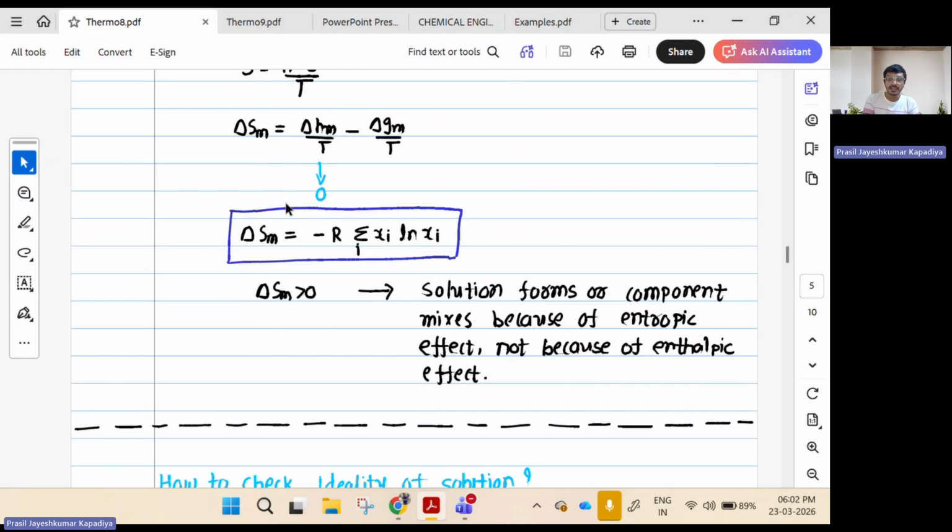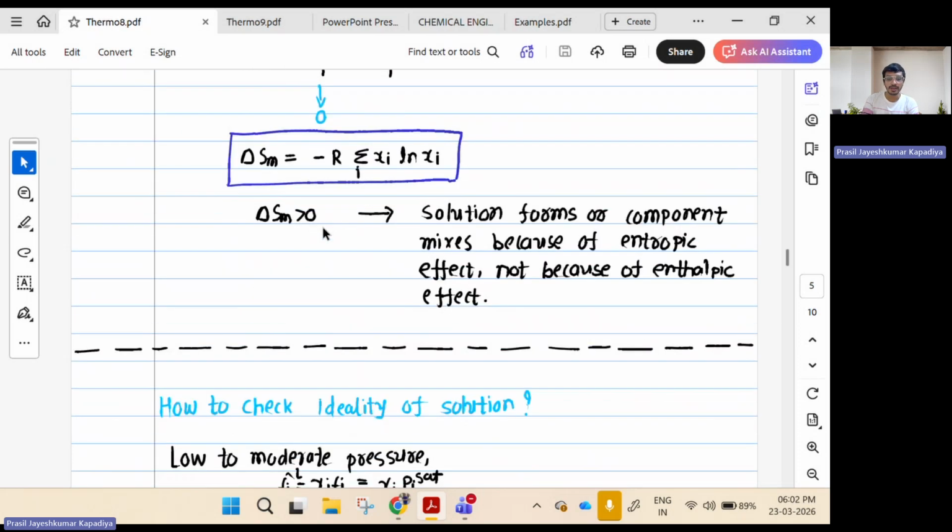So what does this say? Since xi is always less than 1, ln xi is always going to be less than 0. So this whole summation with the negative sign is going to be positive, and ΔSm is always going to be greater than 0. This says that the solution forms, or components mix, because of the entropic effect, not because of the enthalpic effect.